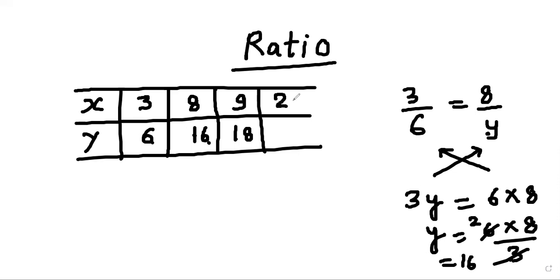Suppose we write here 21. So we have to write the number which should be double of this 21. So it should be 42. I think you have understood. I'm going to give another example.